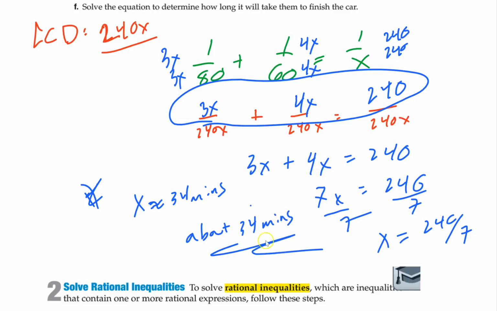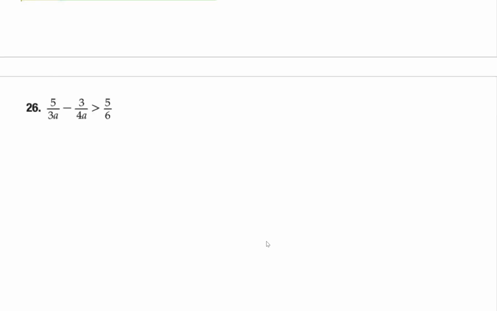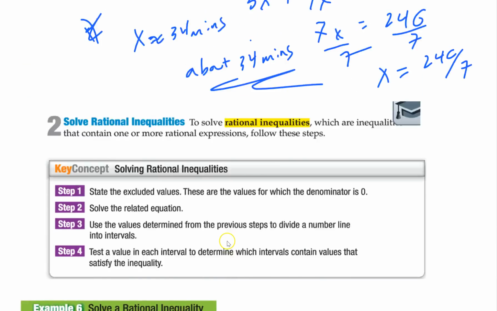So you see right there, there's more to the notes about solving inequalities. You would do that next year in math analysis, because it does get a lot more involved. But for now, that's it.